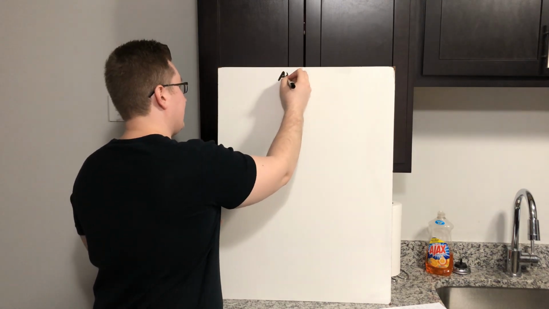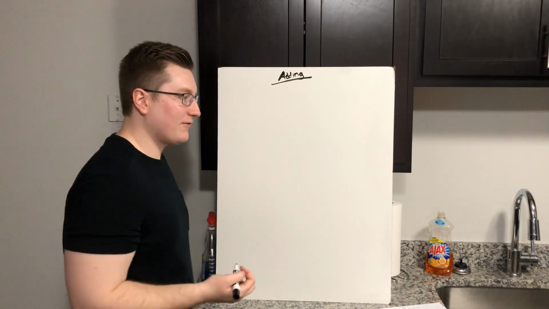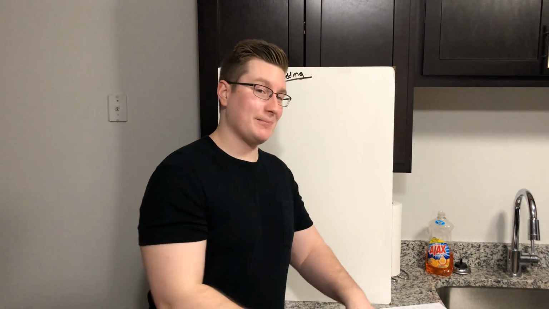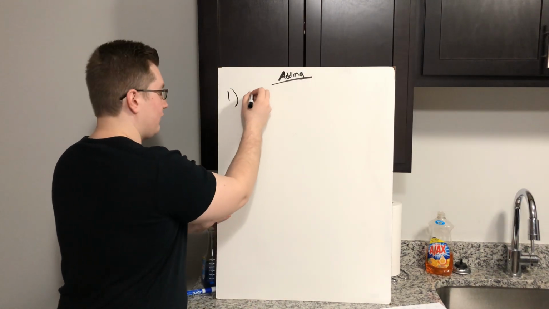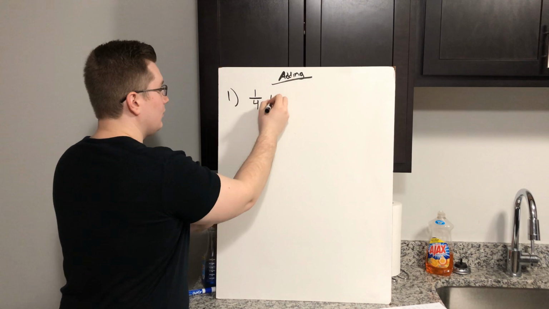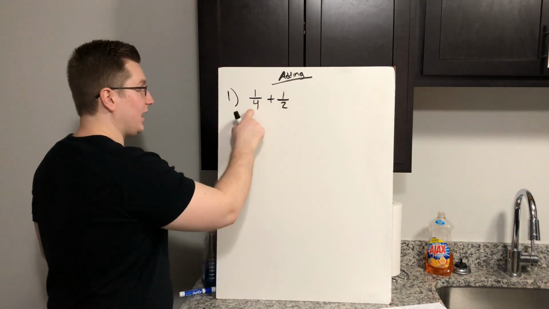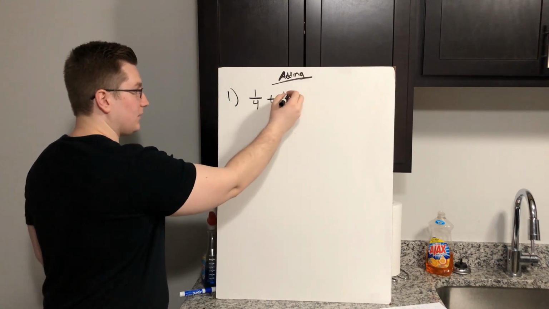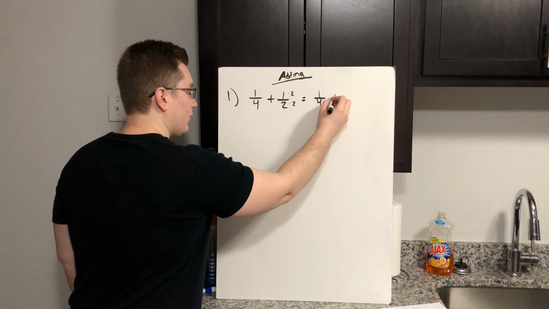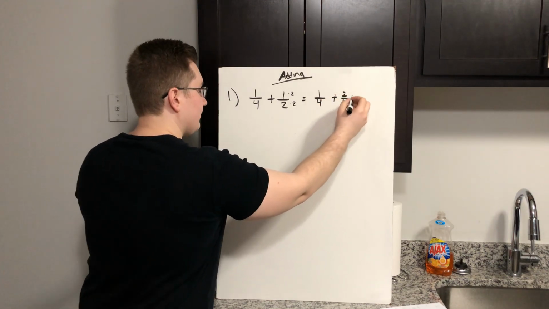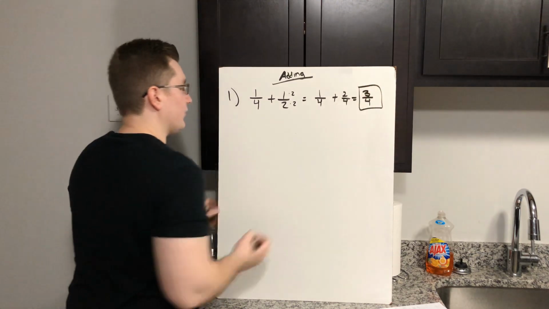So for adding, it's just like adding fractions. When we add fractions, we need common denominators. The bottom part needs to be the same. So if I have 1/4 plus 1/2, I gotta change the denominator. I need a common denominator, so I'm going to have to multiply top and bottom here by 2. So I get 1/4 plus 2/4, which gives me 3/4.